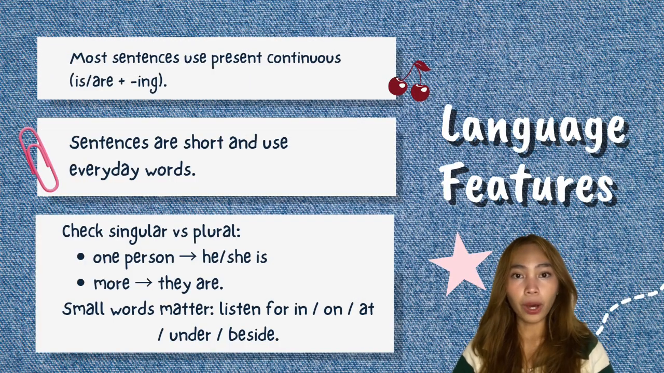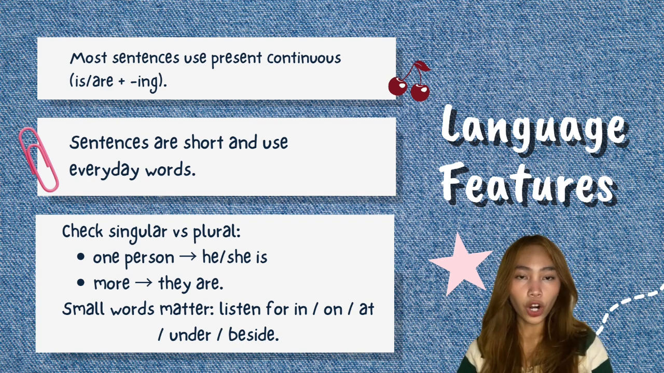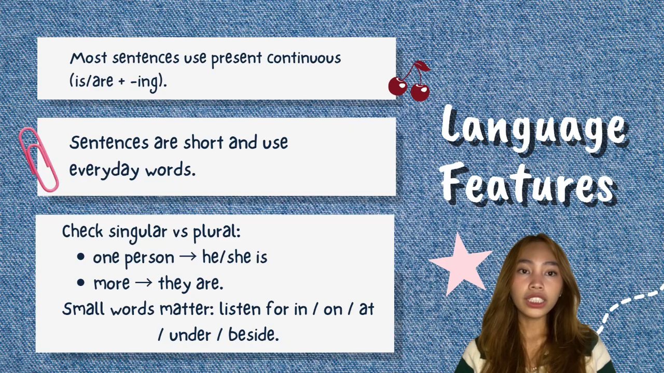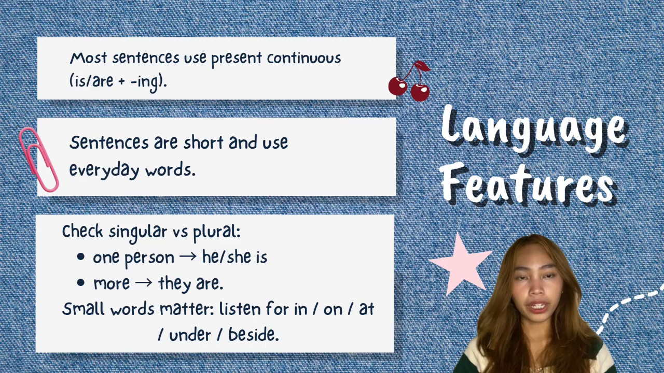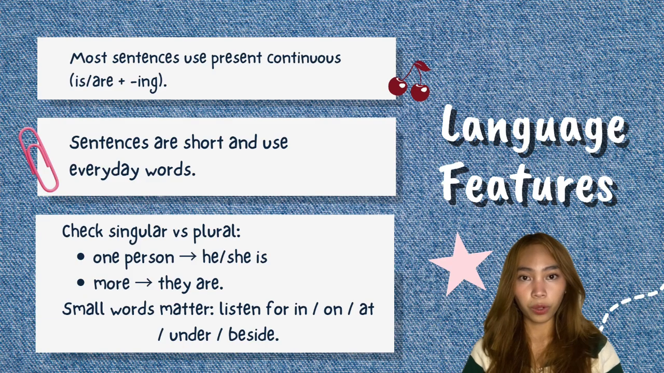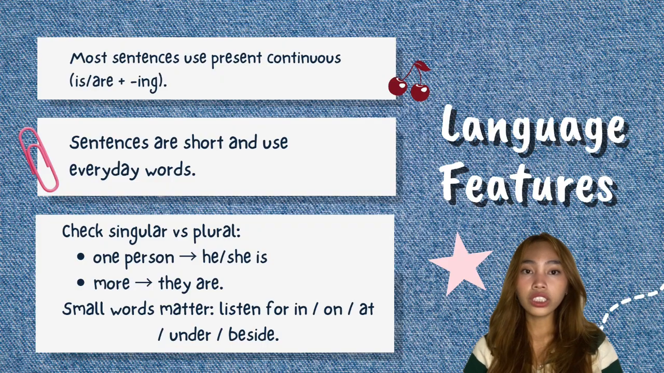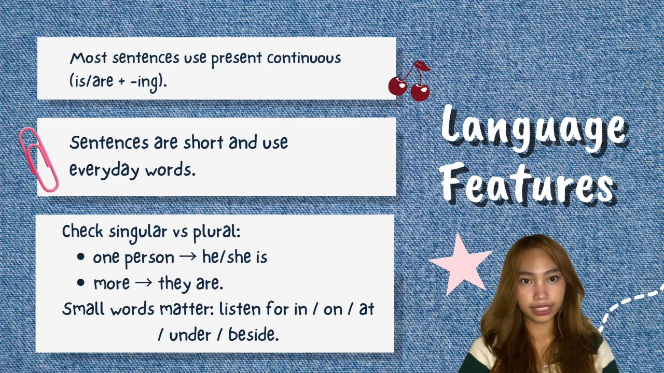And I will talk about the language used in the test. Listen for simple language forms in this part. Most sentences use the present continuous tense. For example, is or are plus verb-ing, because they describe actions happening now. Sentences are usually short and use everyday words, so focus on verbs and objects.